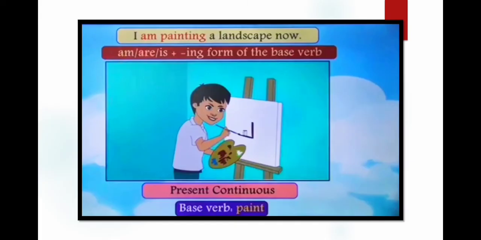Now let's see one example. I am painting a landscape now. So this sentence is showing an action which is in progress at the present moment, or now. In the present continuous tense, the verb is formed using am, are, is, depending upon the subject, and the ing form of the base verb.